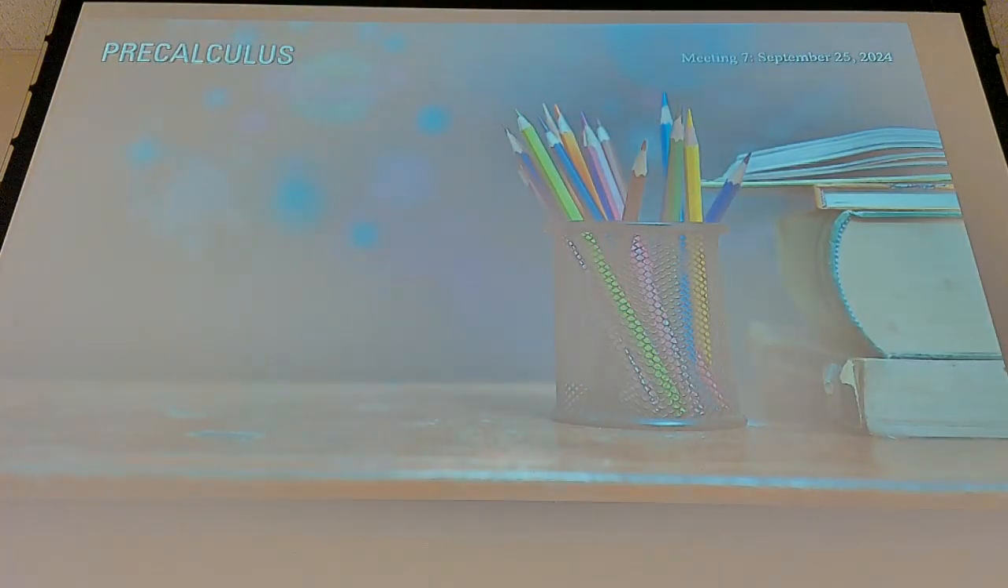We finished up the introduction to functions. We'll spend the rest of the semester studying different types of functions, starting with one that you're already familiar with, polynomial.